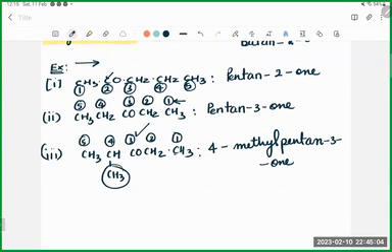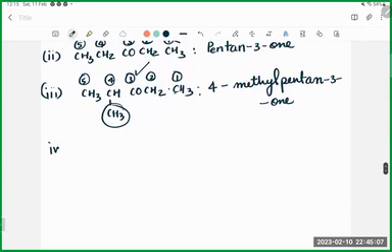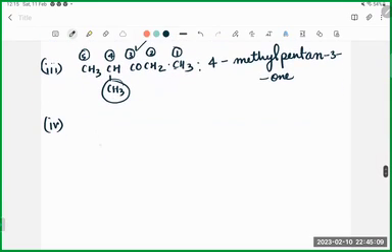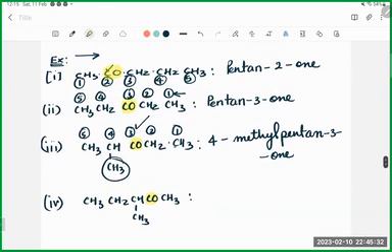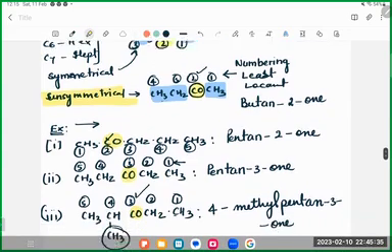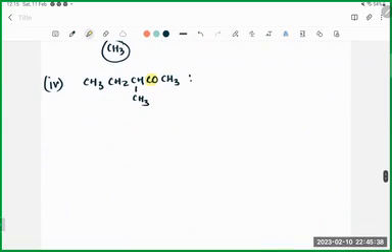Will you try one example by yourself? Yes, ma'am. Good. Now name this. Always we give preference to the carbonyl, Hridaya. Just remember, we are giving preference to the carbonyl. Carbonyl is the functional group over here. It's the ketone. Now number it first and then name it.